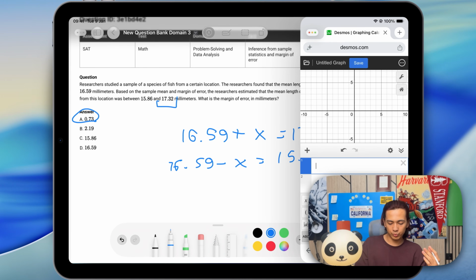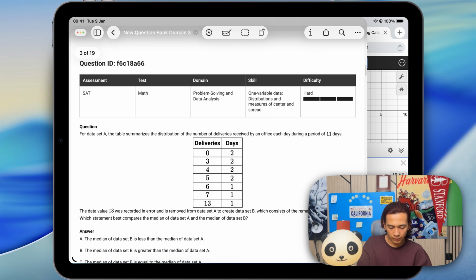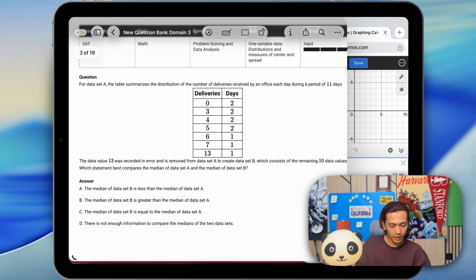It also makes sense when you subtract it, for example. Let me show you guys. So you have 16.59, and when you subtract this 0.73, you come down to this value. Same thing, right? So that's how we solve the second question. Now moving on to the third question.